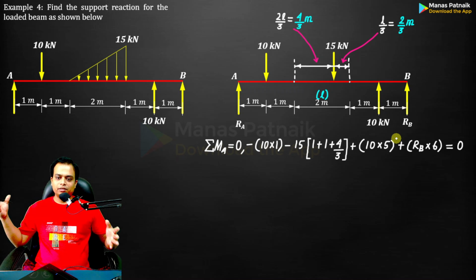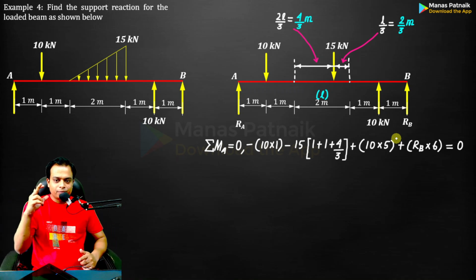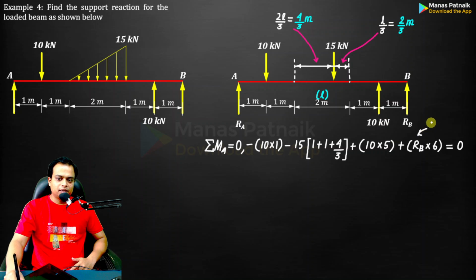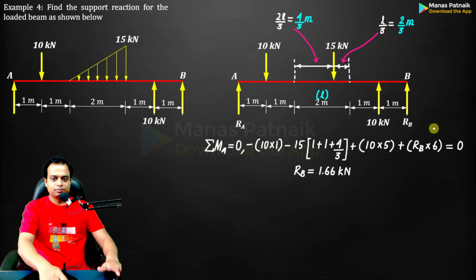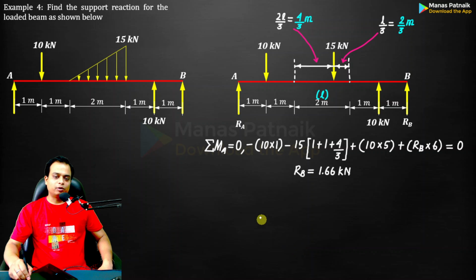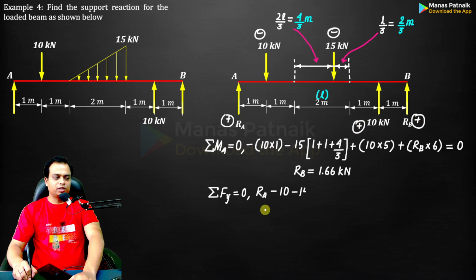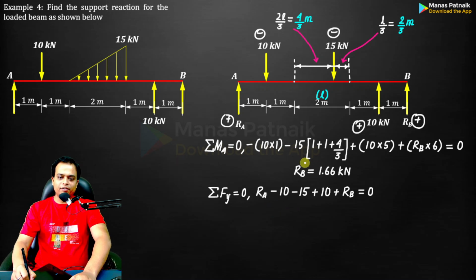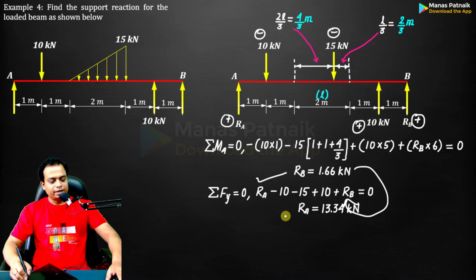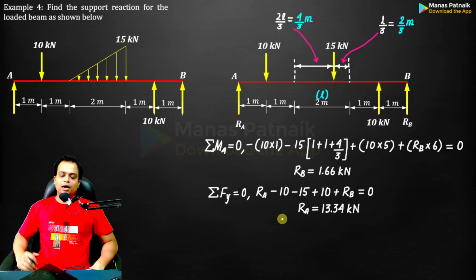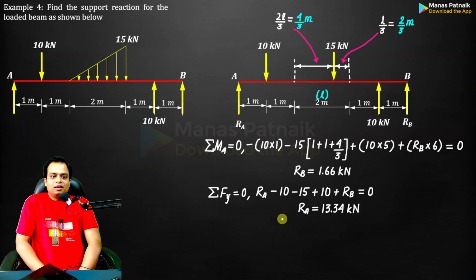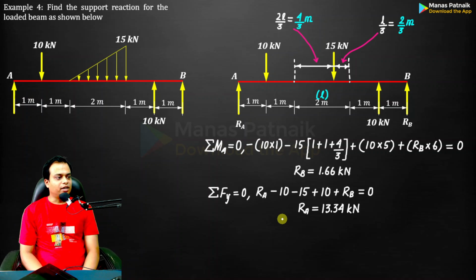So this is one single equation, one unknown, that is RB. Calculate. This is what you get. You can also use summation Fi equal to 0. Positive, negative, negative, positive, positive. Write them down with the proper signs. You already have RB. Put this value over here. Then solve for RA. This is what you get. 13.34 kilonewton. Understood how to tackle problems based on uniformly varying loads.